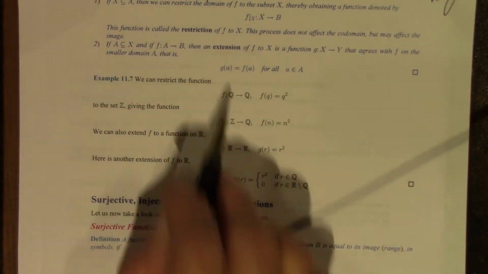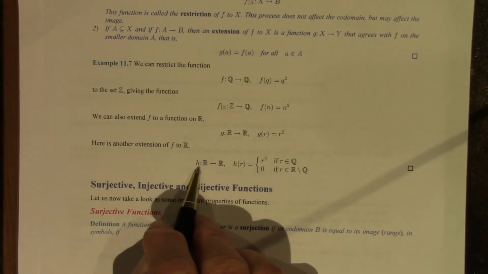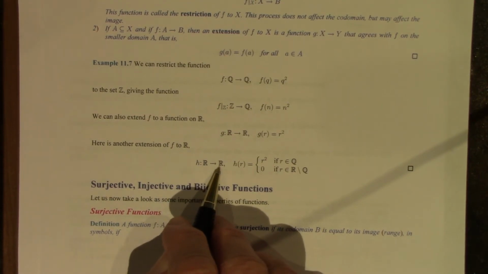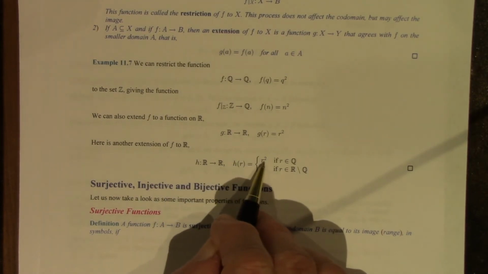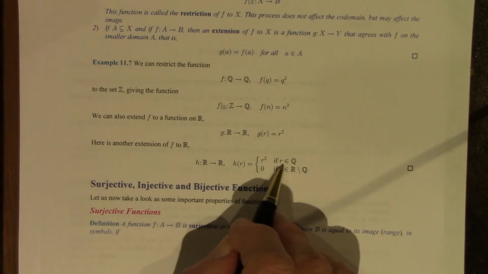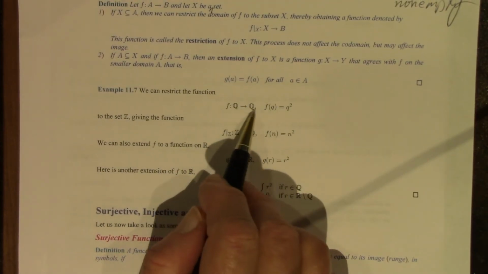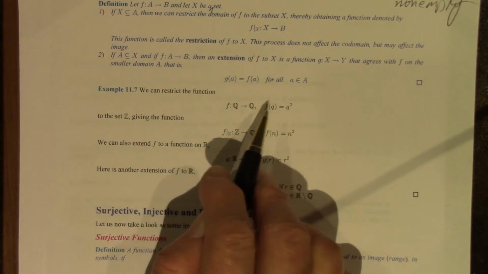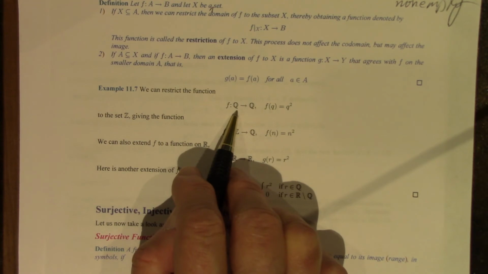Another extension of f might look like this. This is the function h mapping the real numbers to themselves. h of r is equal to r squared if r is in Q. That has to be because an extension has to do the same thing that f does on the domain of f, which is Q.